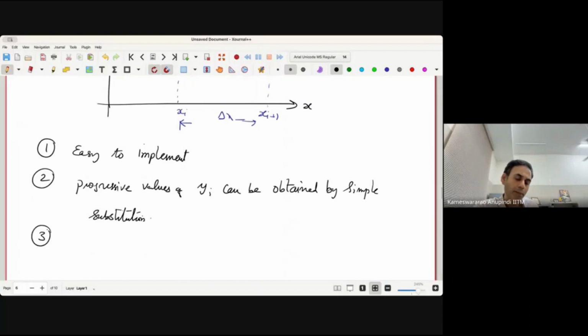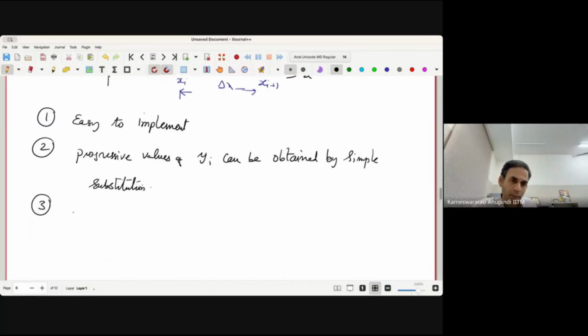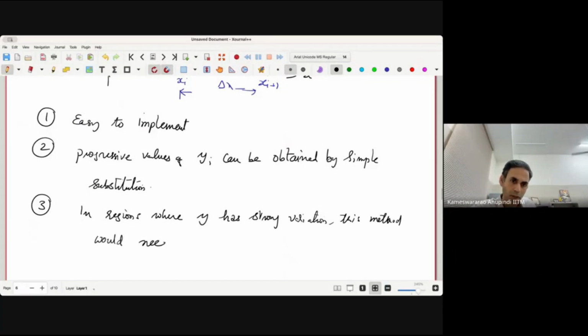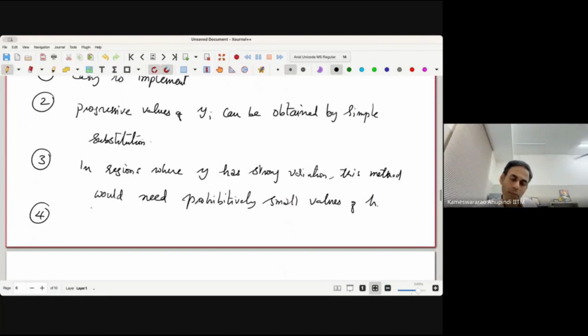Okay, and coming to the disadvantages, this method is in strong regions where y values, where y has strong variation, this method would need prohibitively small values of h.